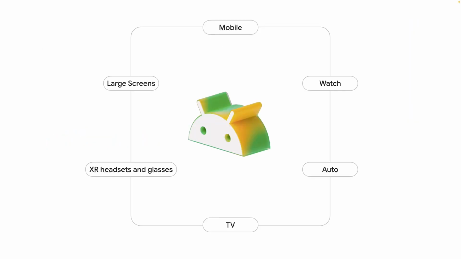So this agentic experience is available on Android phones, foldables, and tablets, including the latest Pixel 9 series, the Samsung Galaxy S25, and the Xiaomi 15 series. And it will be coming to even more devices really soon.